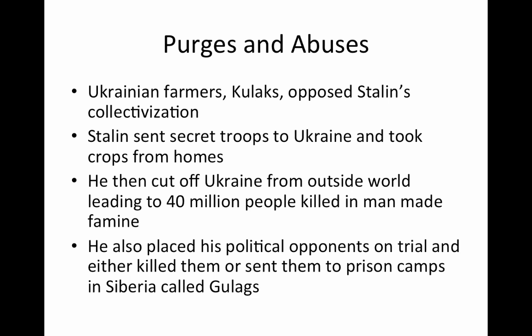between the purges and the abuses that he did against his political opponents and against the people in the Ukraine, 40 million people were killed in man-made famines. He also placed many of his political opponents on trial and killed them or sent them to prison camps in Siberia, called the gulags.